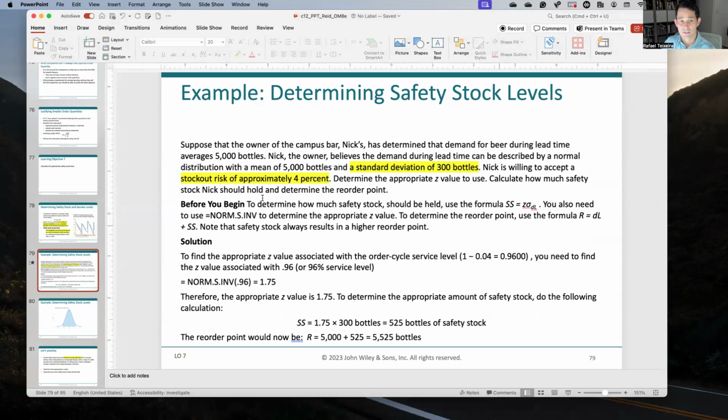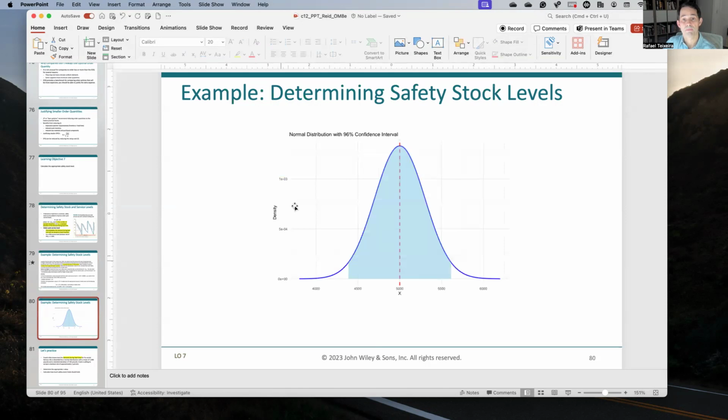To find the z-value, we use this formula, like I did. The solution is that the z value associated with 96% is 1.75. The safety stock is 525 bottles of beer, and the reorder point is the demand during the lead time plus safety stock, 5,525 bottles. I have this chart here to help you understand and illustrate what we mean by that. Here is the average, 5,000 bottles. So that's the average amount they sell.